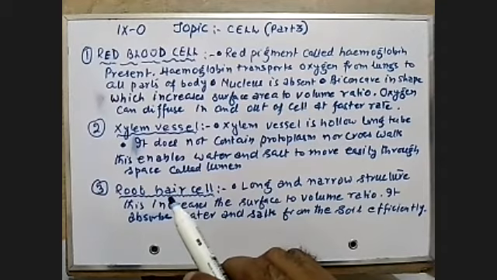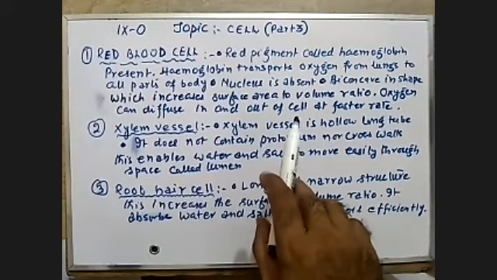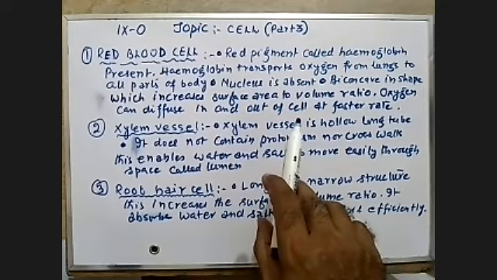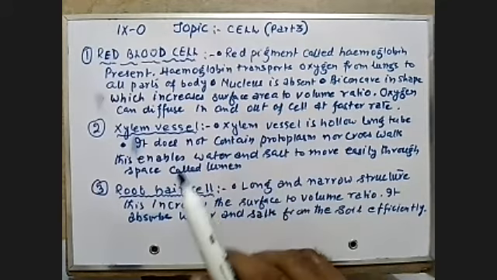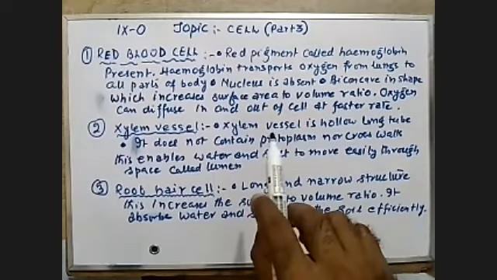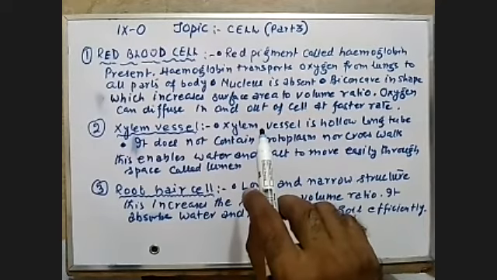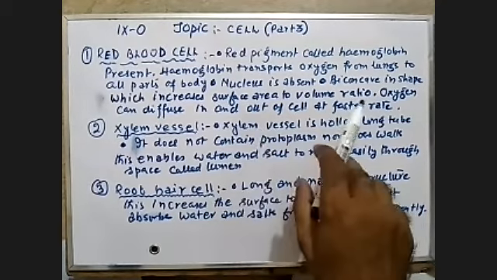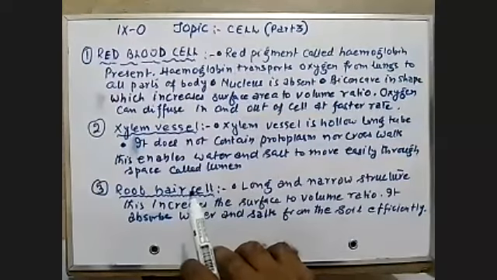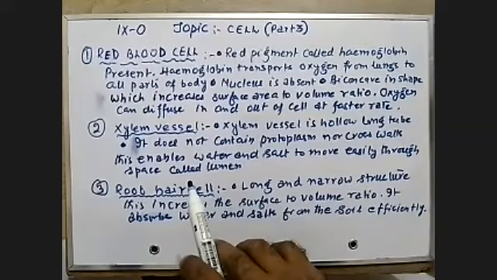What is the function of hemoglobin? Hemoglobin absorbs oxygen from the lungs. So when oxygen is absorbed by the hemoglobin, then that oxygen containing blood is carried from the lung to all parts of the body. So the main function of hemoglobin is to transport oxygen.